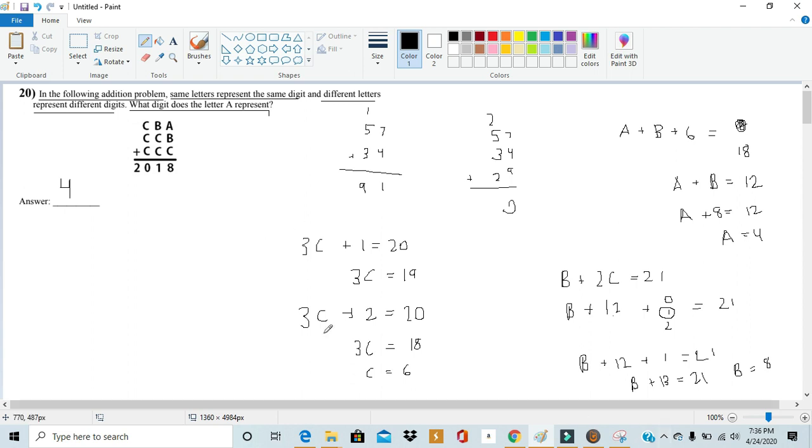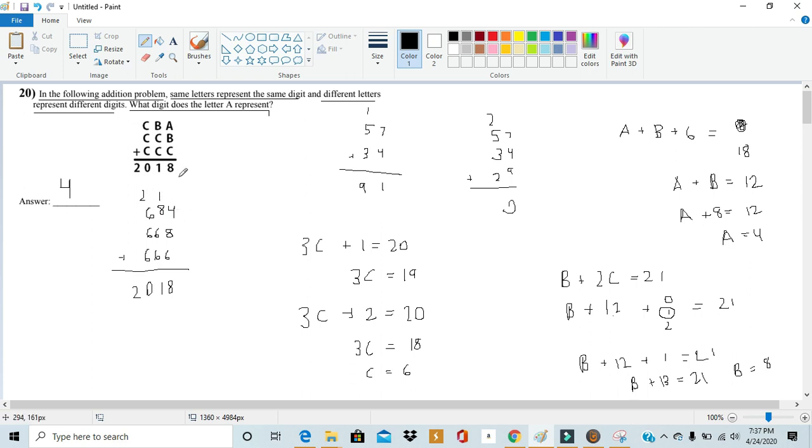We can check if this is right by plugging these values into actual numbers and seeing if they sum up to 2018. If we write out the numbers, CBA, we're going to get 684, because C is 6, B is 8, and A is 4. CCB is 668. And CCC is 666. Then if we add this up, we get 4 plus 8 plus 6 to get 18, carry over the 1. 1 plus 8 plus 12 would give us 21, carry over the 2. And 2 plus 6 plus 6 plus 6 would give us 2018. So we see that our answer is right in this case.